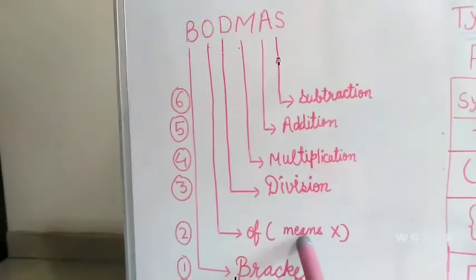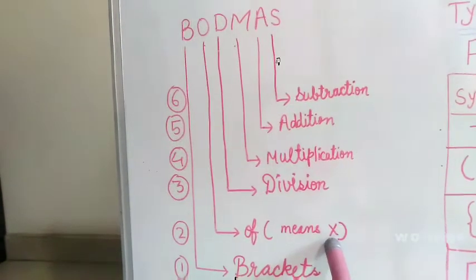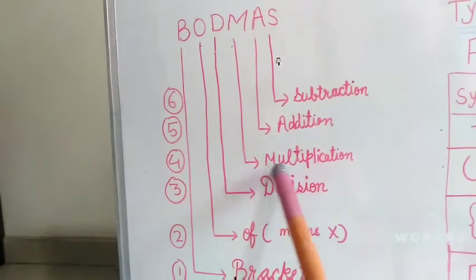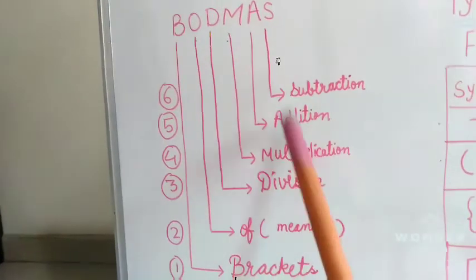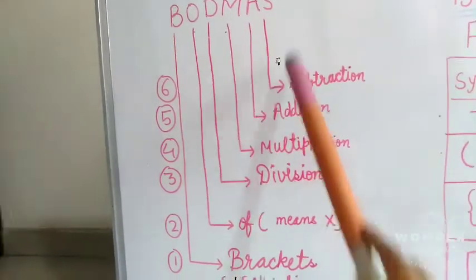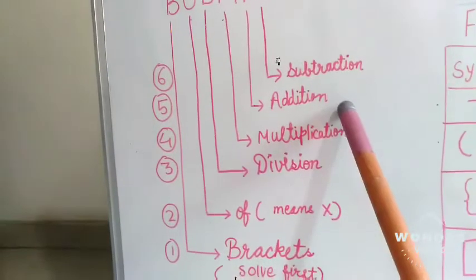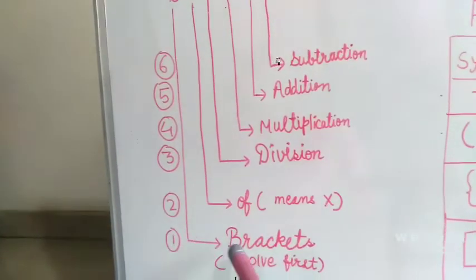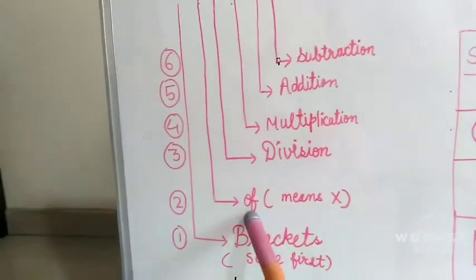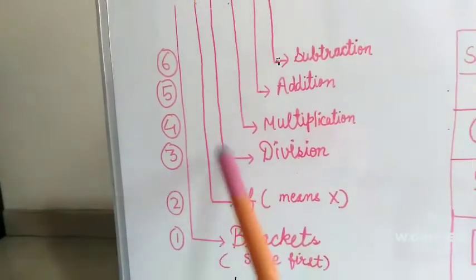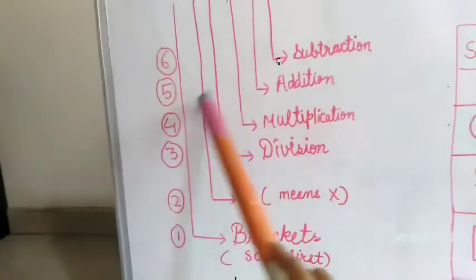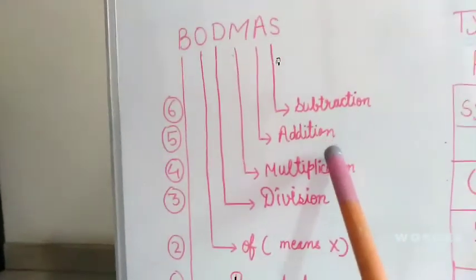Of means multiplication. This cross sign means what? Multiplication sign. D stands for division and M stands for multiplication. A stands for addition and S stands for subtraction. And I have put numbers also here. First we will solve bracket, second we will solve of, third we will solve division, fourth we will solve multiplication, fifth we will do addition, and sixth we will do subtraction in a given sum.